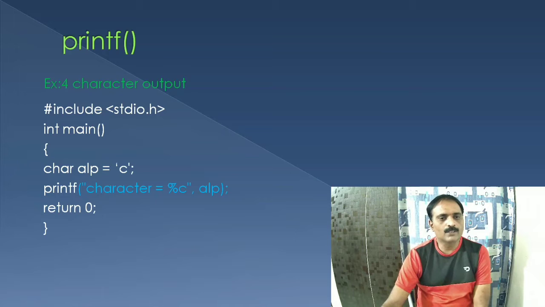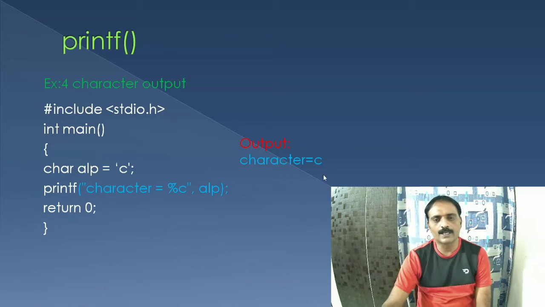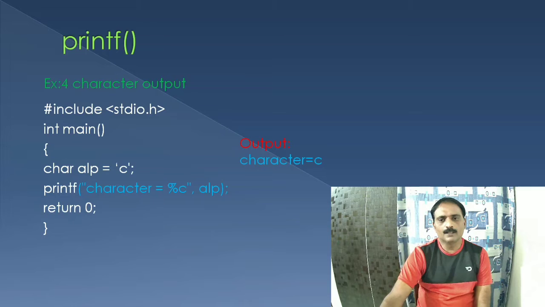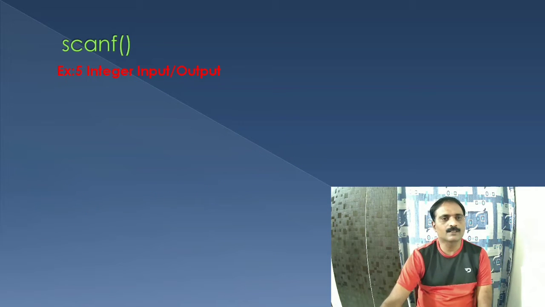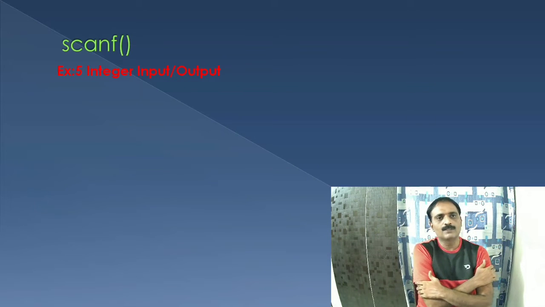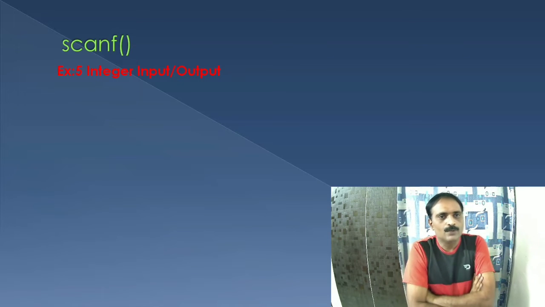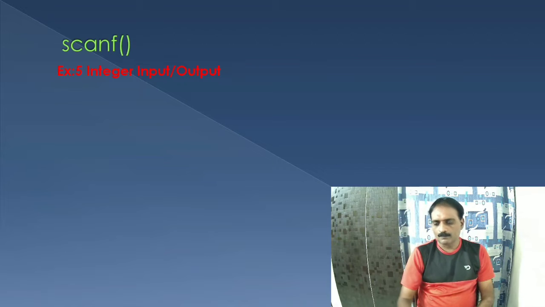So once we execute this program, we are going to get the output as character is equal to C. Instead of alp, we are going to get the character C. Here %c is the format specifier for the character. And now let us go through the scanf statement. This is one of the important statements that we should learn. So first we are going to have the integer input and output.